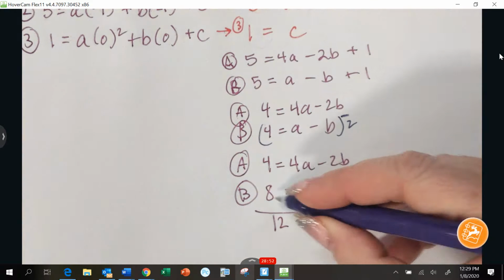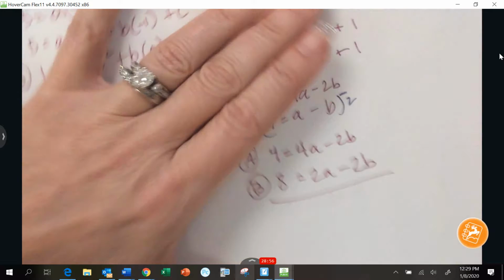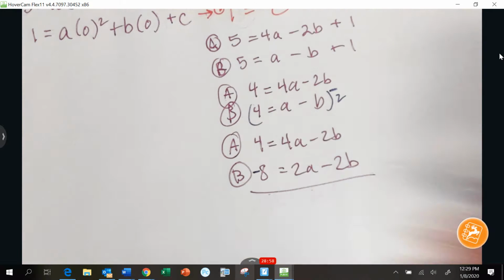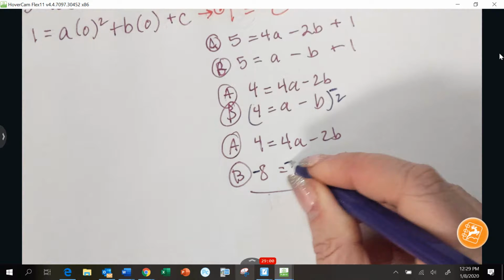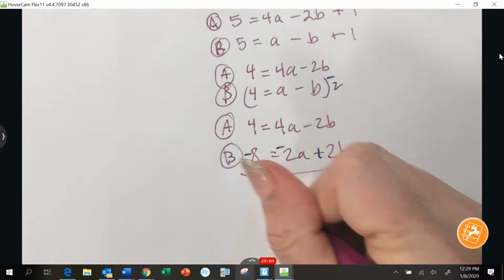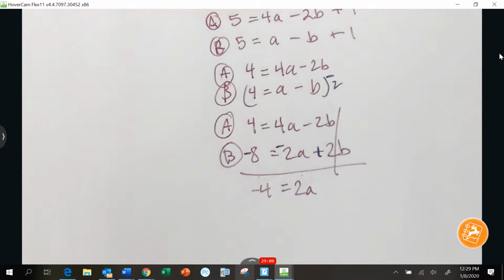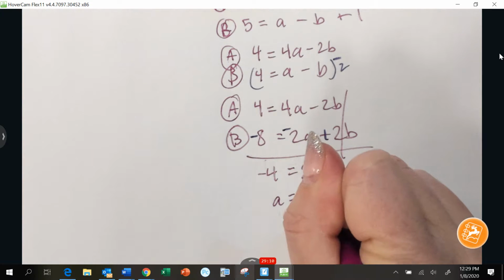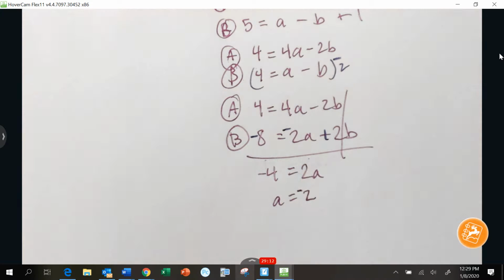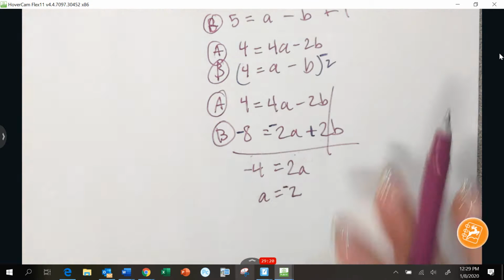So that's going to have to change to be -8, and -2 and +2b there. So now we have -4 equals 2a, and now they eliminate. A equals -2. So I know that C is 1 from my original plug-in. I know that A is -2.